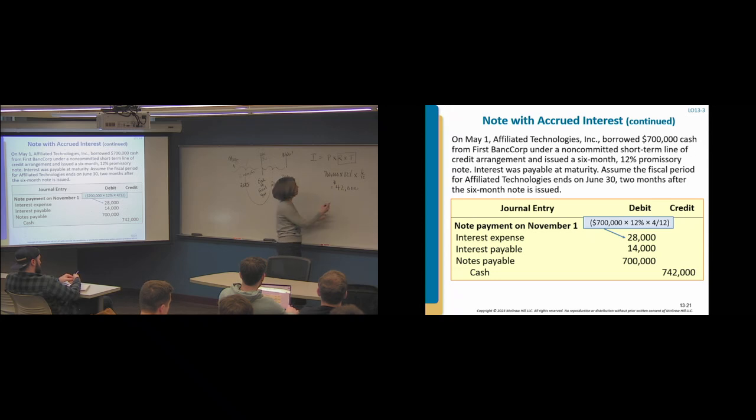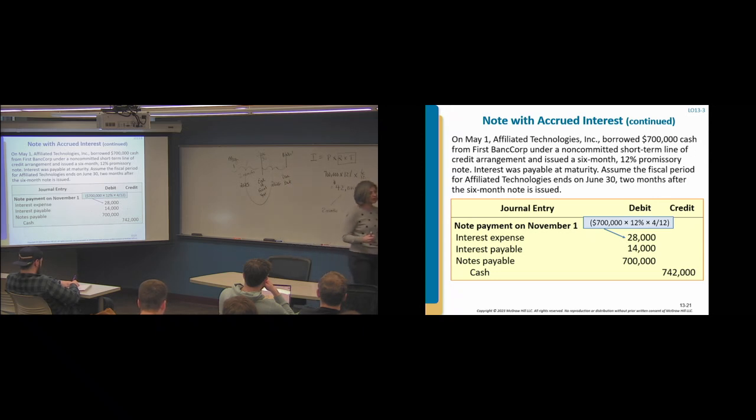The problem is that I got to split this up, right? 2 months of it belong in 2025 and 4 months belong in 2026, and that's essentially what we did. So the 14,000, right? 2 months worth belonged in 1 year. The other 28,000 of interest expense belongs in the next year. So here's the debit to interest expense for the other 4 months of interest. So 700,000 times 12% times 4 over 12, okay? And that's what we did, right? The 6 months is the total, the 2 plus the 4. That's what I did here.